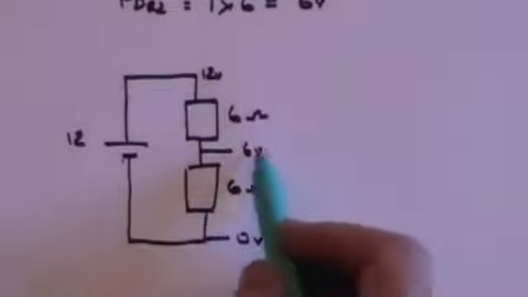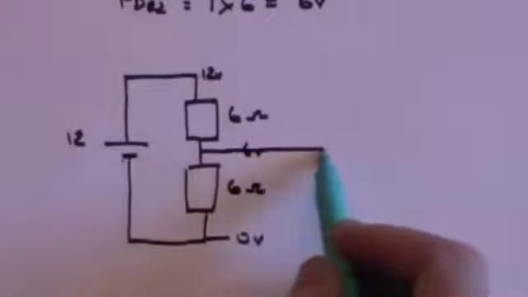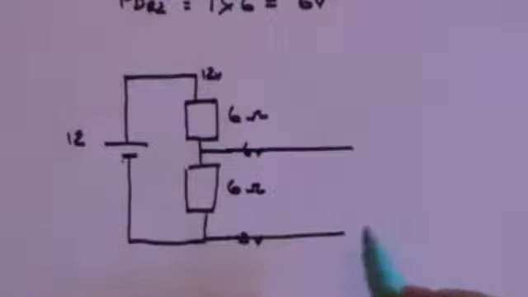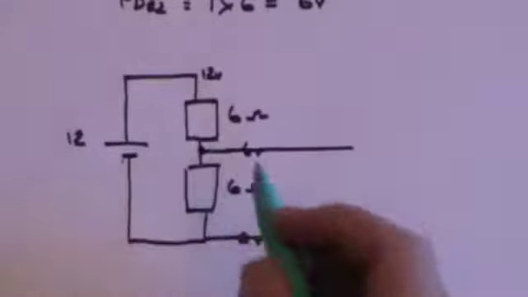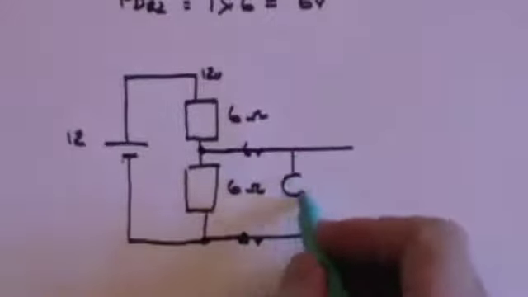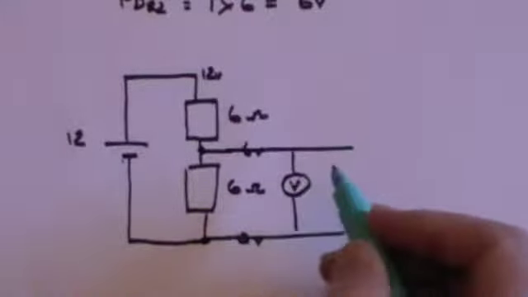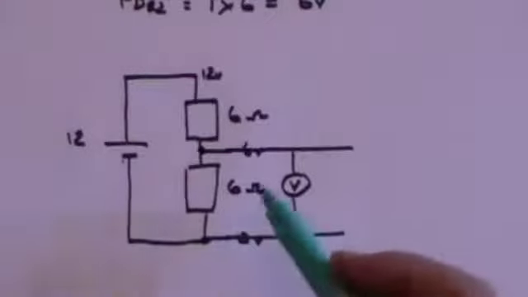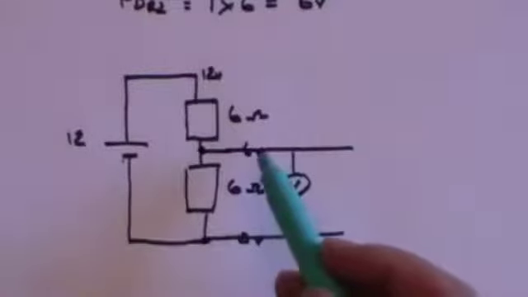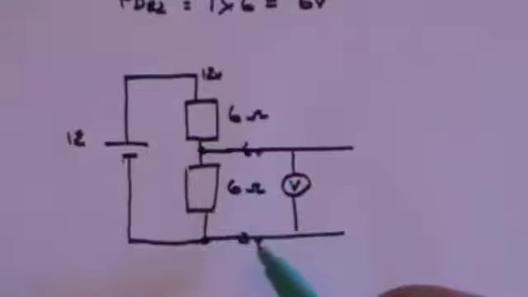And what I want to know is, if you take a line, in other words 2 wires, from those 2 points, you join them at those 2 points, and you put a voltmeter across here, what voltage will you read? Well, the answer is quite simple. It's 6 volts. You're measuring the potential difference between 6 volts and 0 volts.